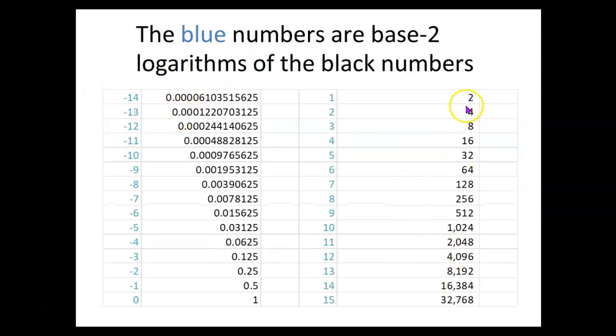In this list, where the black numbers are all powers of 2, the blue numbers are the base 2 logarithms of the black numbers. They are the powers that you have to raise 2 to get the black numbers. So in general, logarithms are exponents or powers that you have to raise one particular number to get another number.